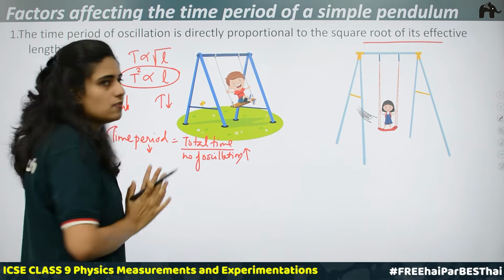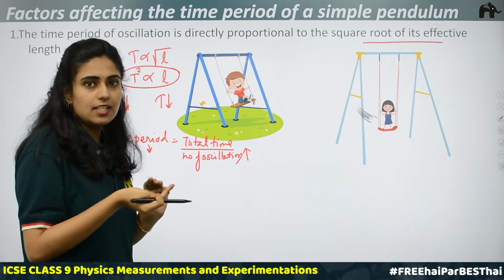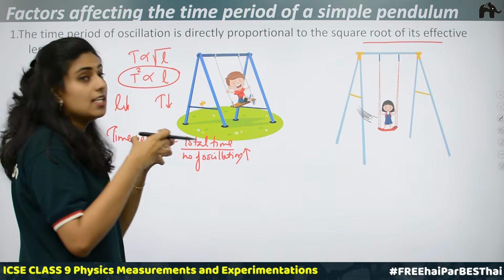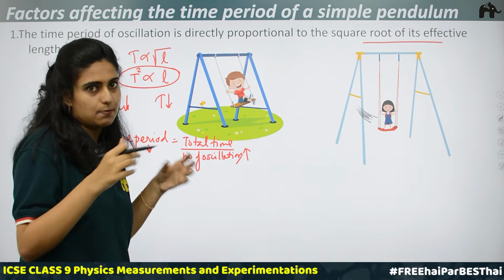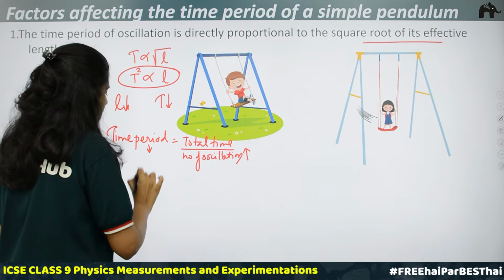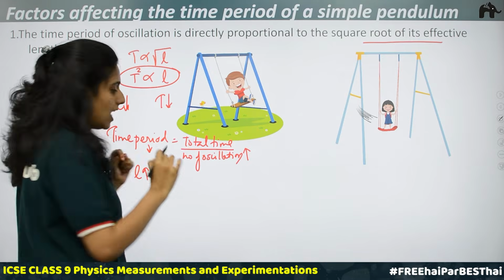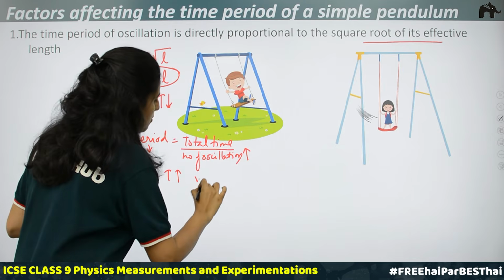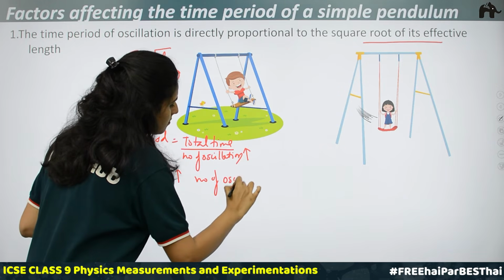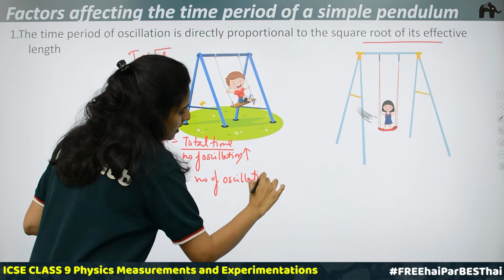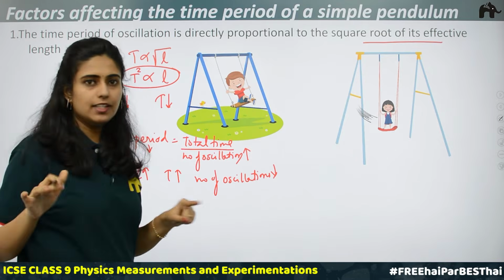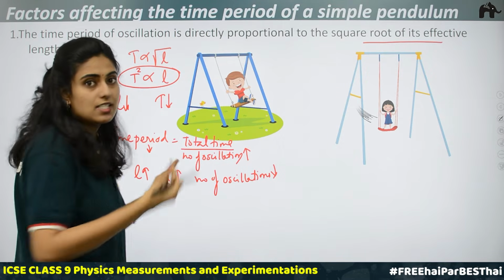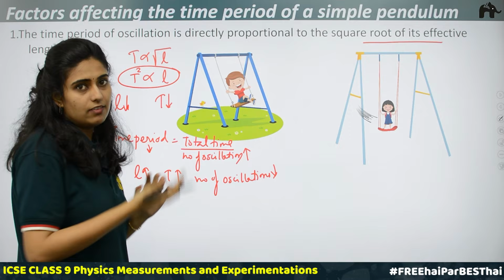Now, what about the case of summer season? In summer, temperature is increasing. Temperature is increasing means the length of the pendulum will expand. Length of the string will expand. When length increases, what happens? The time period also increases. When time period increases, number of oscillations will decrease. Clear? So this is how time period is dependent on the effective length of the pendulum.